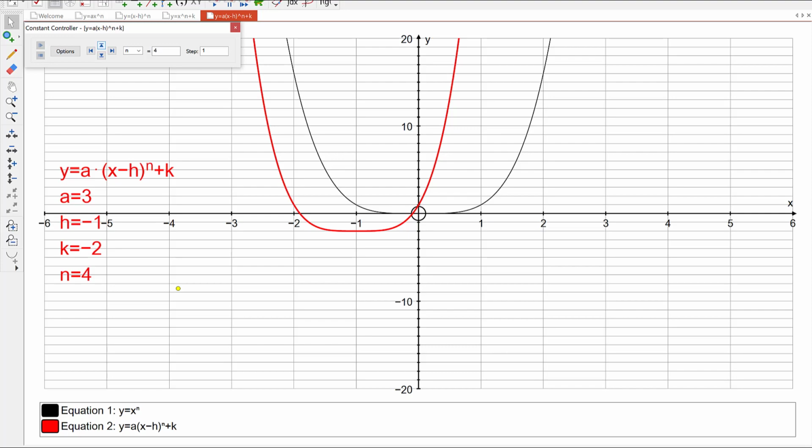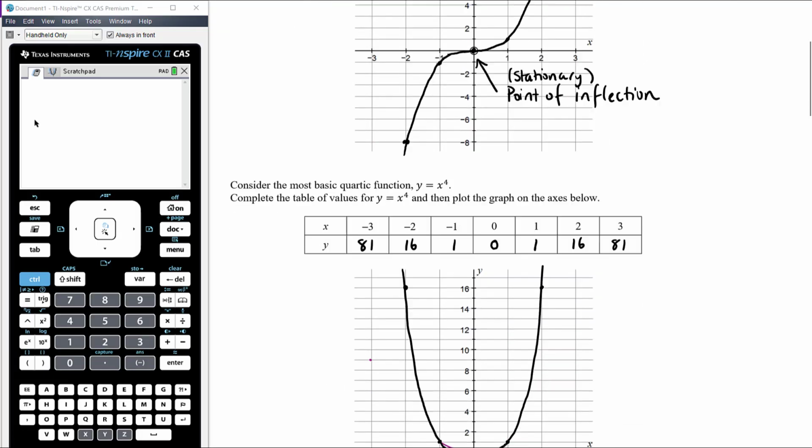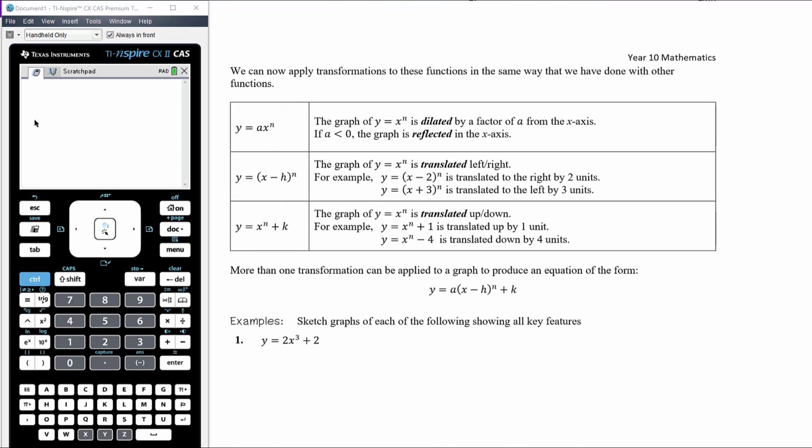Okay, I'm going to go back over to the notes. Okay, so we've established our basic shapes. We've reviewed our transformations, which are summarised in this table here for you. So a times x to the power of n, the graph is dilated by a factor of a from the x-axis, and if a is negative, the graph is reflected in the x-axis. (x minus h) to the power of n, the graph is translated to the left or right. So remember, (x minus 2) to the power of n would be translated to the right by 2, and (x plus 3) to the power of n is translated to the left by 3.